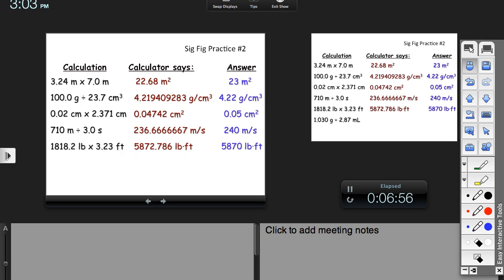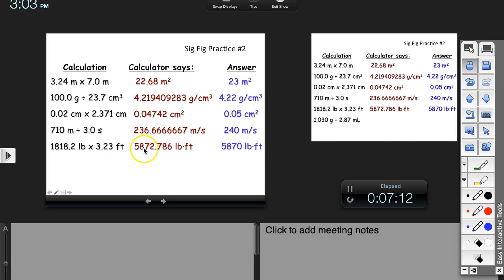Most of you are correct. A couple of you have very generous numbers of significant figures. So let's look at it. Look up here. This has 5 significant figures. How many does this one have? 3. So how many can my answer have? 3.